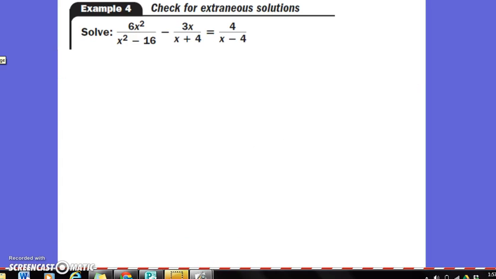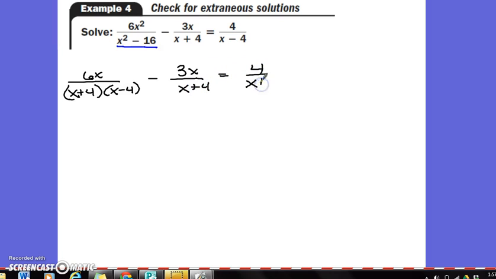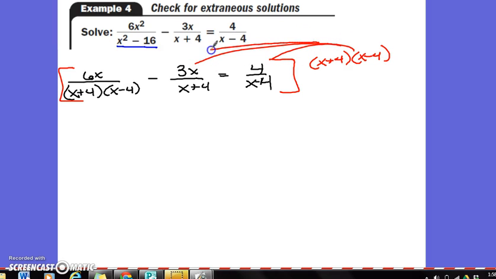Alright, this one is a little bit more difficult because if we rewrite this and make sure that this term is factored, you're going to have 6x over x plus 4, x minus 4, minus 3x over x plus 4 equals 4 over x minus 4. Alright, so we're going to have to clear our fractions, and we're going to do that by multiplying the entire thing by an x plus 4 and an x minus 4. And that we're going to multiply by all 3 pieces.